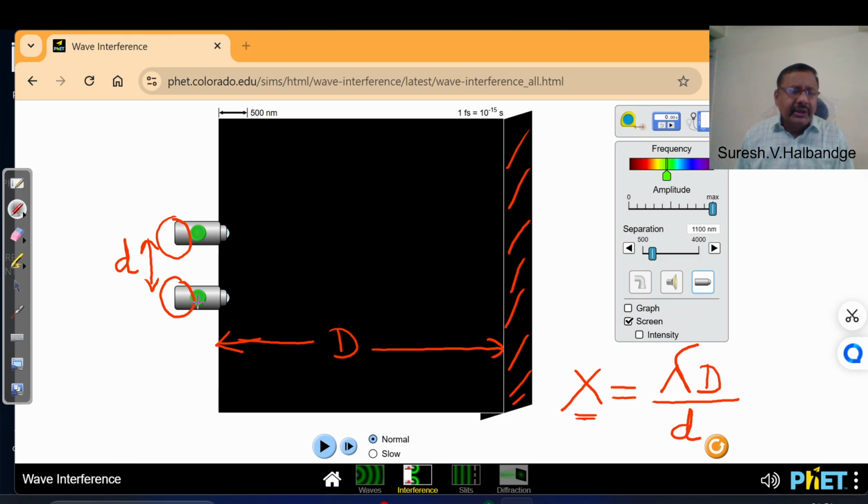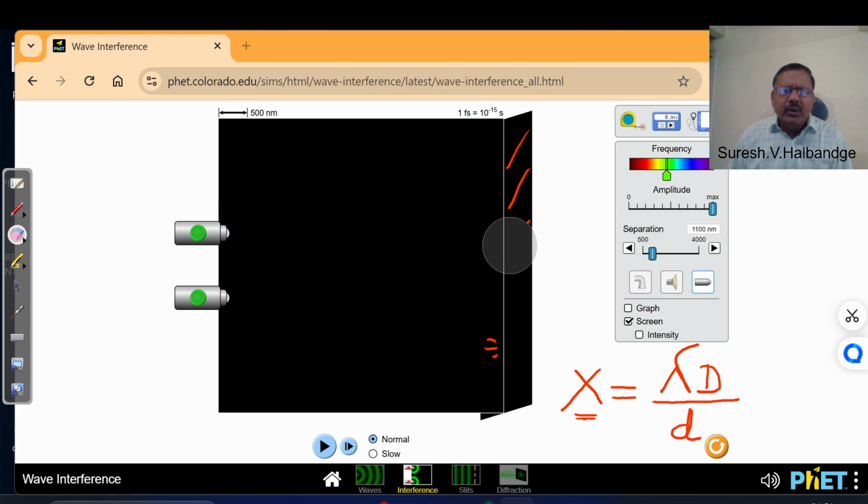Now here we observe the coherent sources are the sources of single wavelength, right? Now in this case, we shall take the two sources and I shall take the sources of light which are red in color. So lambda stands for the wavelength of light. Now we start the animation, right?